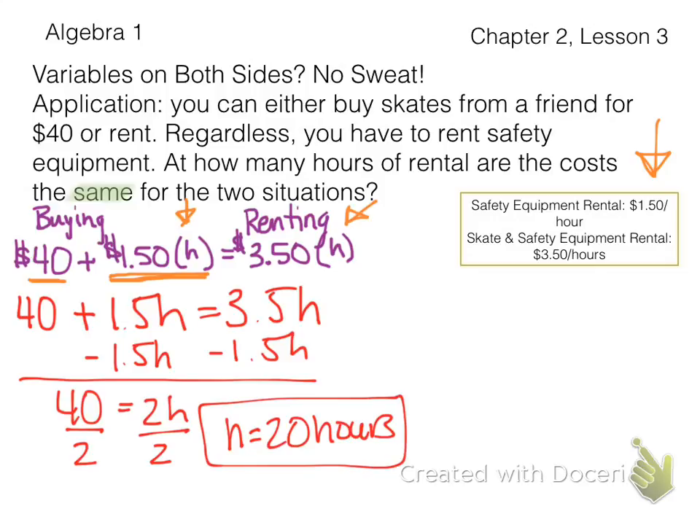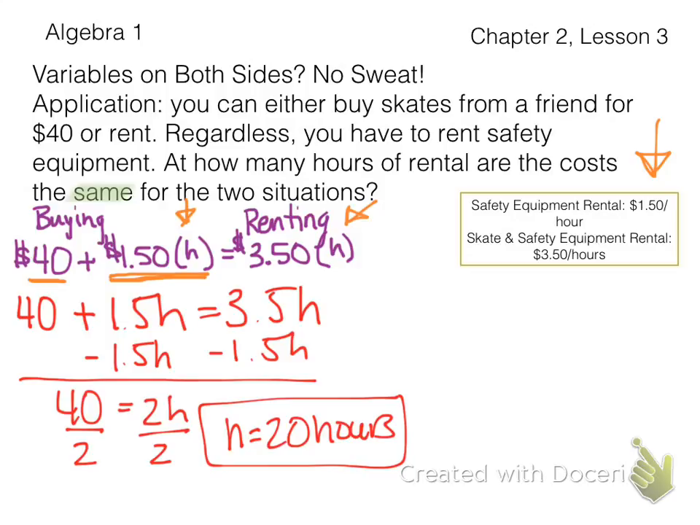So if you are going to skate for 20 hours, it doesn't matter whether you buy or rent, because it's going to cost you the same overall, all right? If you skate for 20 hours and you bought the skates, those 20 hours will cost you the same for renting the equipment for safety as it would for renting the skates and the safety equipment. But if you wanted to skate for more than 20 hours, buying the skates would be cheaper than renting. But if you're going to skate for less than 20 hours, renting would be cheaper than buying.